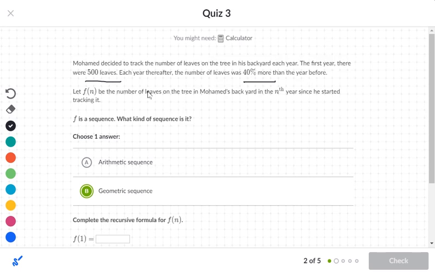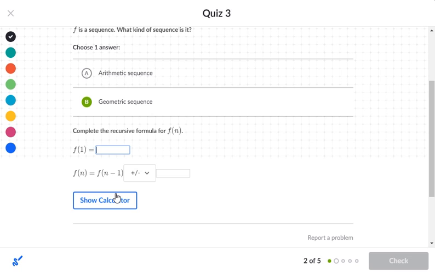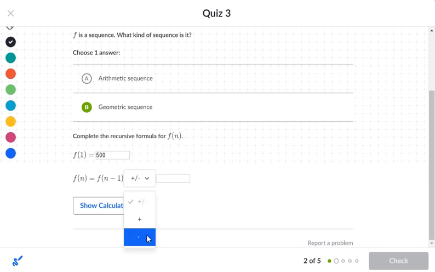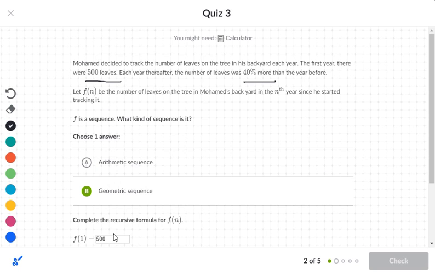F of 1, that's what we start with. The first year there were 500 leaves. So our first number is 500. This is geometric, so we know this is multiplication. Now here it says 40% more. So we'll say 40%, but since this is 40% more, we have to add this to 100%. So that's going to be 140%.